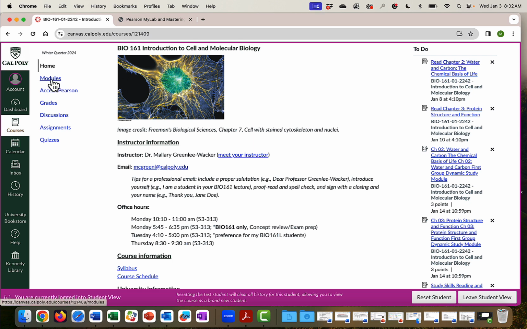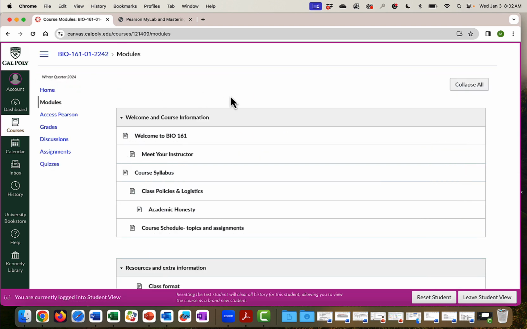So let's come over here and click on the modules. In the modules, we have this module called Welcome and Course Information. This is where you'll find, again, that welcome page, a little bit of information about me, the course syllabus that's required reading, some class policies and logistics, and the course schedule. This includes when your midterms and final exams are scheduled, and all the assignments for the quarter, if you want to put that in your calendar right away.